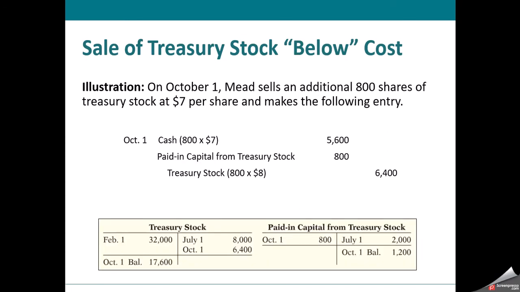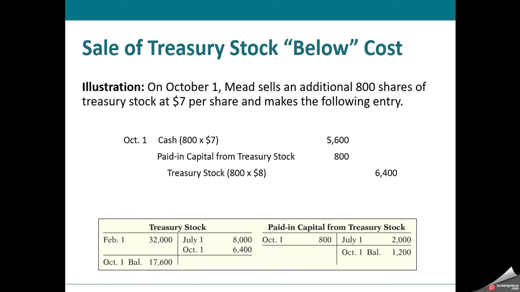Okay, then what if we now sell some below? So again, we bought these shares back at $8 a share. What if we sell them at $7? So now we have 800 shares at $7 a share. We receive that cash. We've got to take them out of our treasury account at the $8 that we paid, again, because we want this treasury stock account to balance properly. So then, in a sense, we lost money, right? We lost $1 a share.